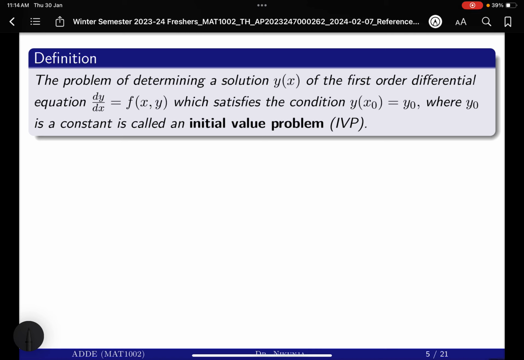Here we will be discussing some important points from differential equations. Differential equations is in our first module, and here we will be starting from the initial value problem. So what is an initial value problem?